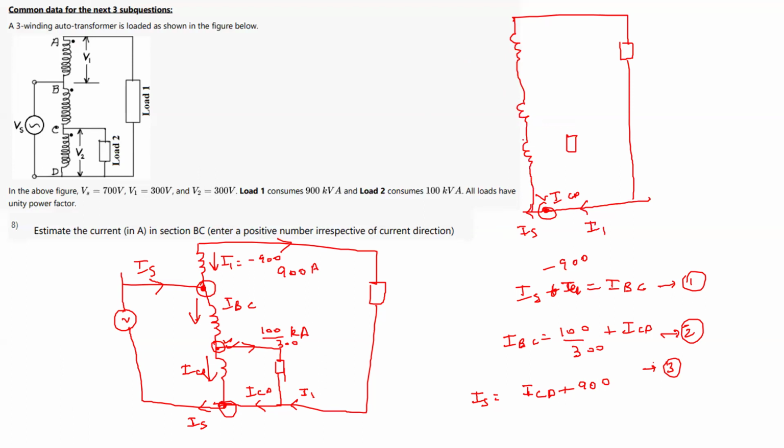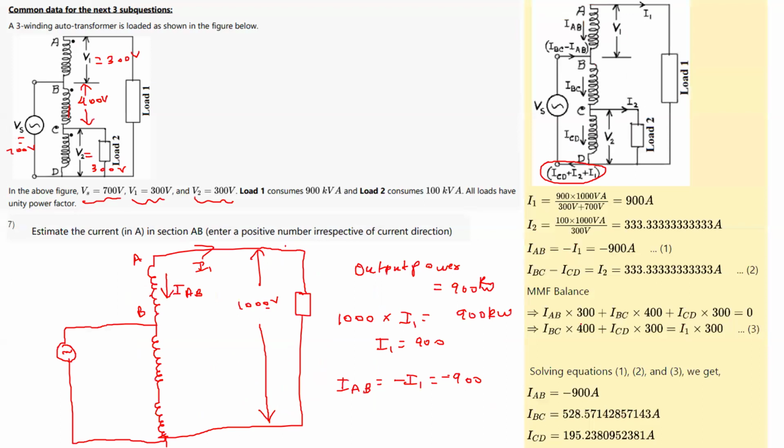Okay, I hope you understand, because here we were getting the I1 from this loop, we are getting ICD from this loop, and these two currents are added up to give the IS. So this is how you are applying the KCL for the third equation. If you solve for these three equations, you see this is the same thing they have written here.